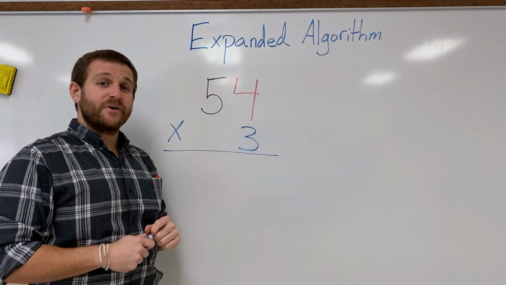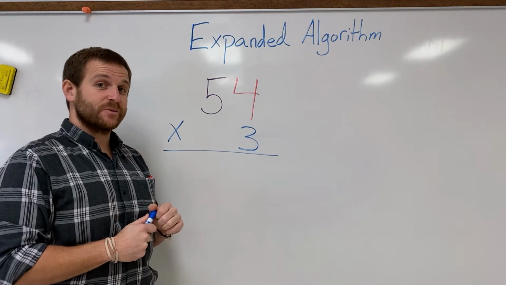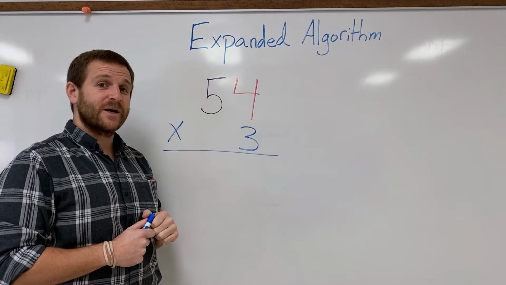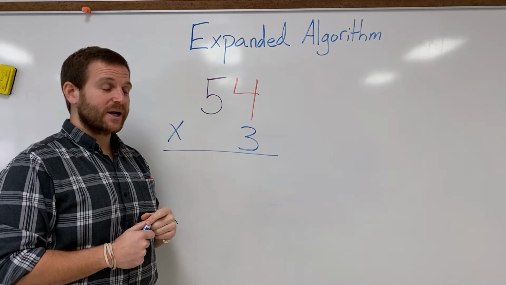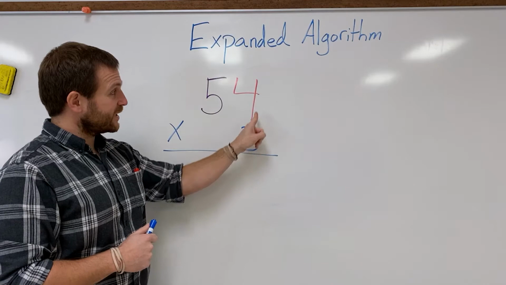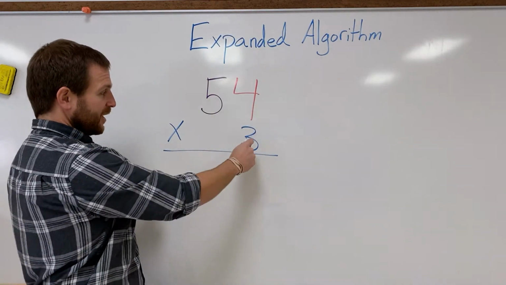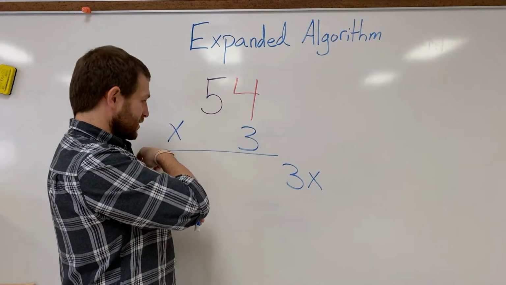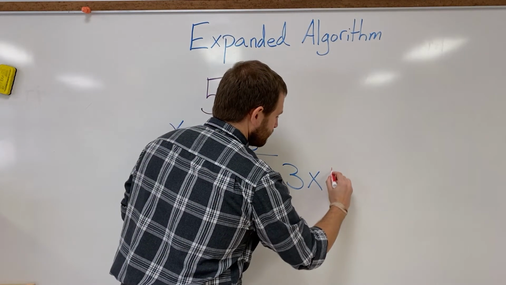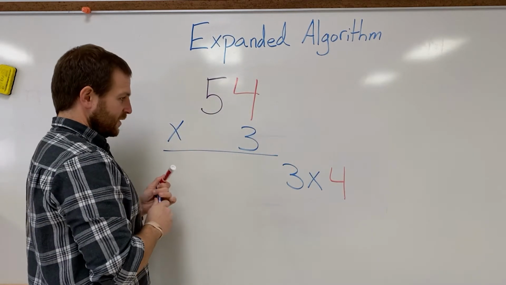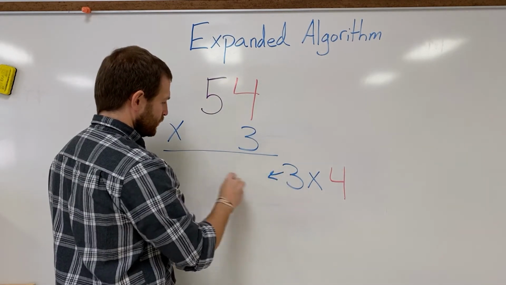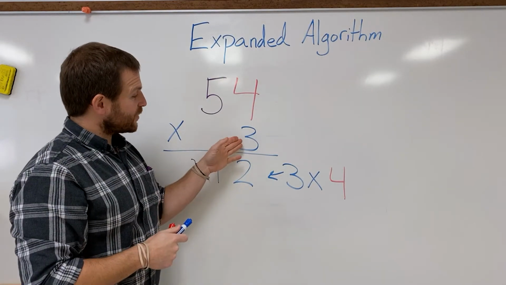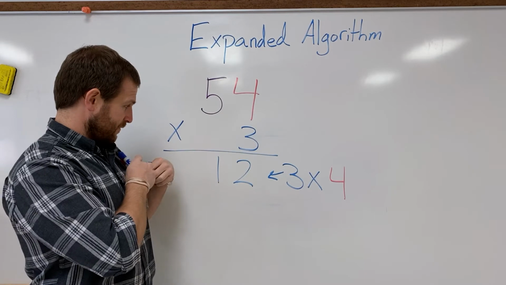Here we have another example for expanded algorithm with single-digit multiplication. I'm going to start with my single digit, and because I'm multiplying it by a 2-digit number, I know I'm going to get 2 partial products. So I'm going to start by multiplying 3 times 4. My 3 comes from down here, and I'm multiplying it by the 1s in my double-digit number up there. 4, and that is going to give me 12. Next up, I need to multiply my 3 by my 50.